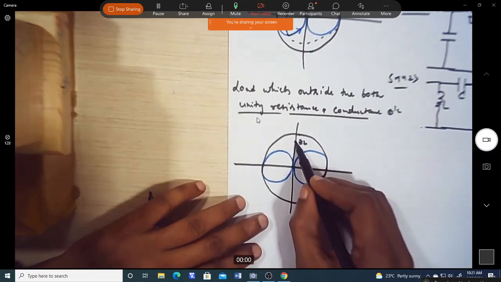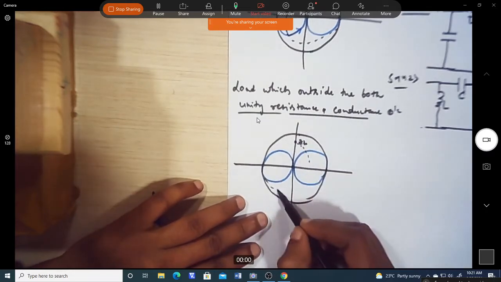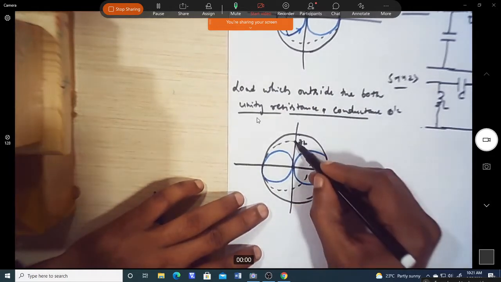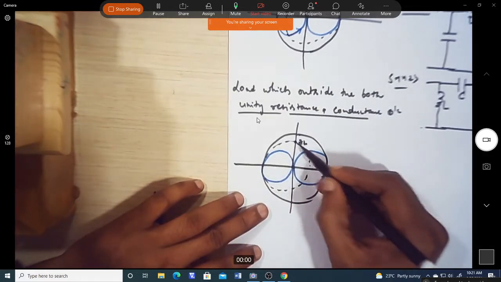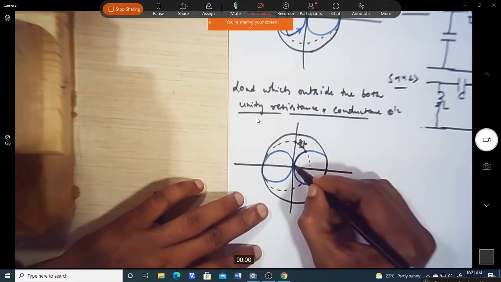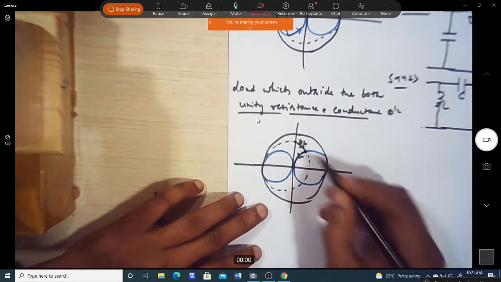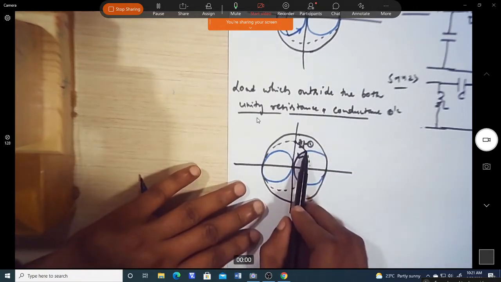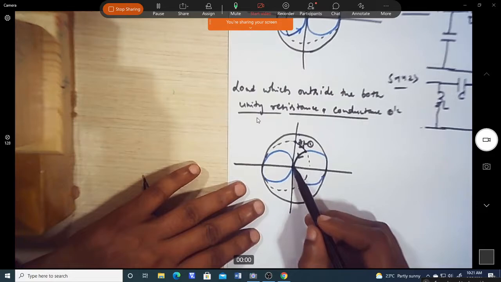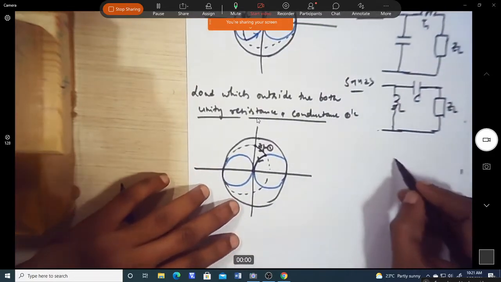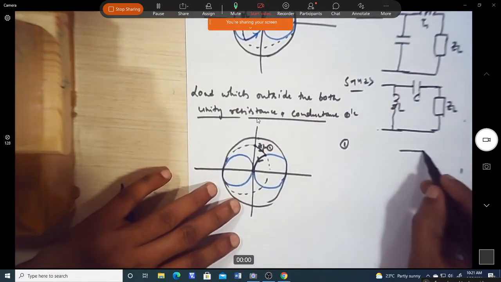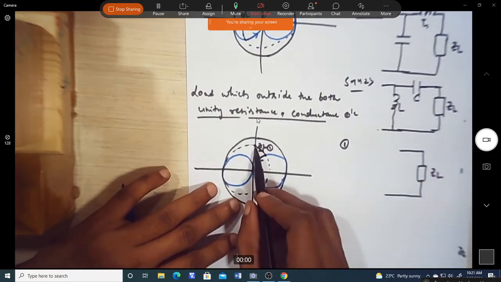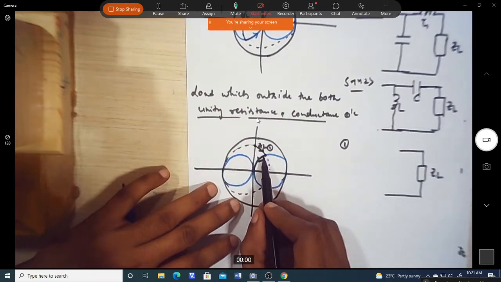First, we can move on the conductance circle. So this is the conductance circle, and we will move on it downwards this much, and then again arrive at the center. So this is solution 1. We are moving downwards on the conductance circle and then downwards on the resistance circle.